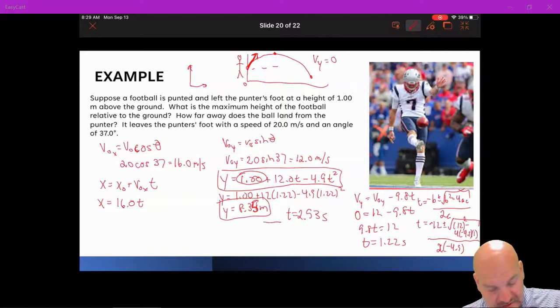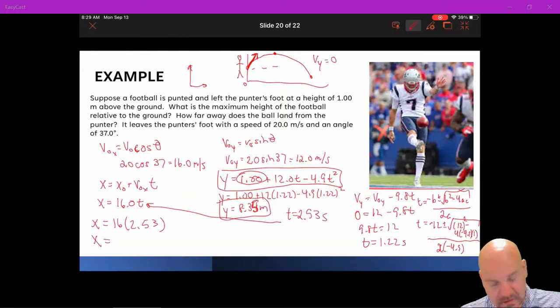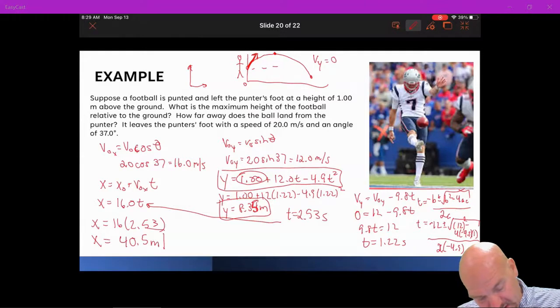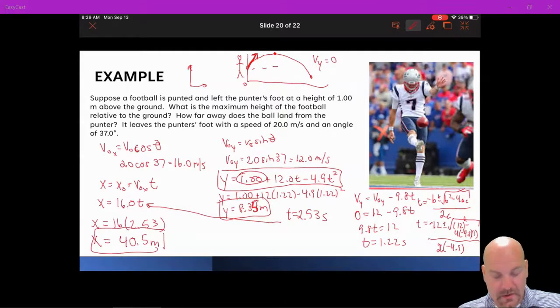And so now I'm going to take that 2.53 and plug it over here. So it's going to be 16 times 2.53. And it's going to land 40.5 meters away.